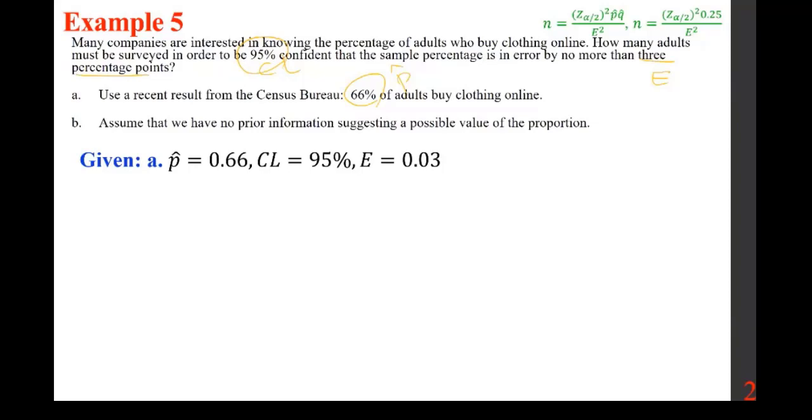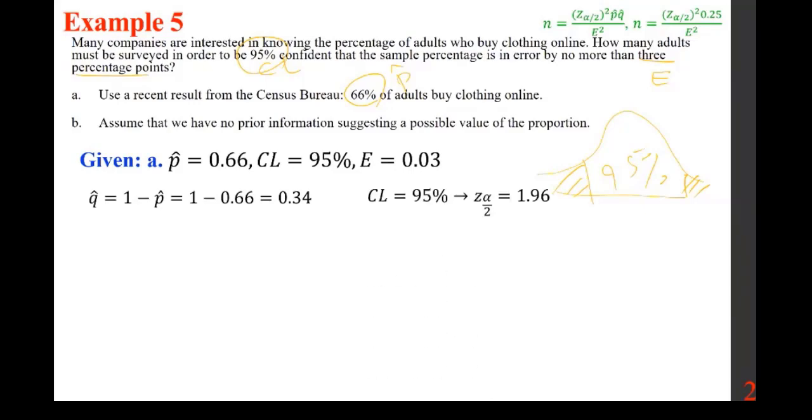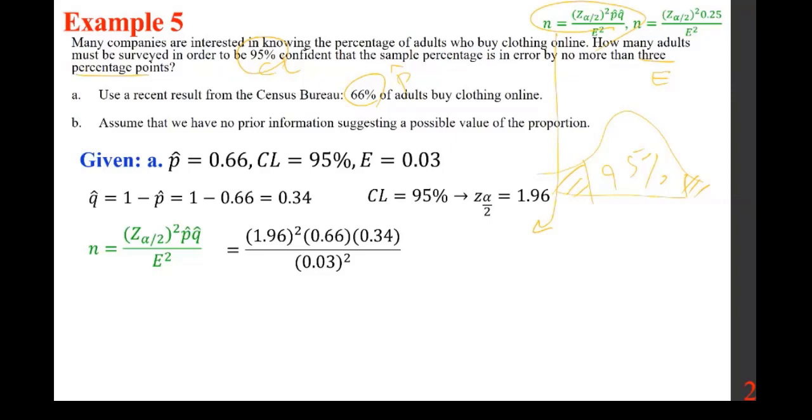For 95%, everybody remembers we use 1.96, right? So that's a common one. We are going to use that. So p hat is 0.66. We calculate the q hat. Confidence level of 95% gives us 1.96. We put all of that into the first formula. Z alpha over 2 squared is 1.96 squared. P hat 0.66. Q hat 0.34, or simply 1 minus 0.66. E is 0.03 squared. Do the math.